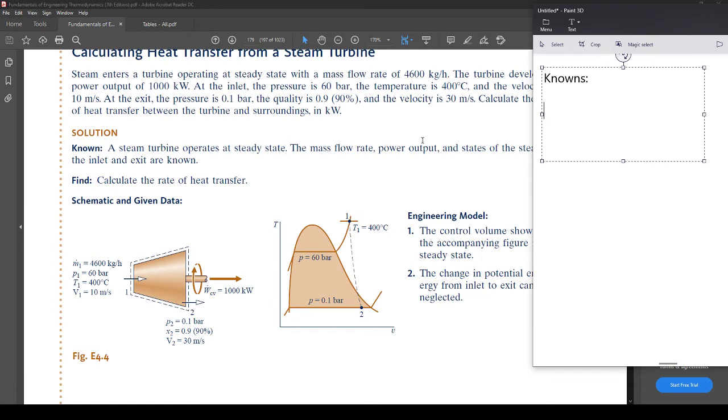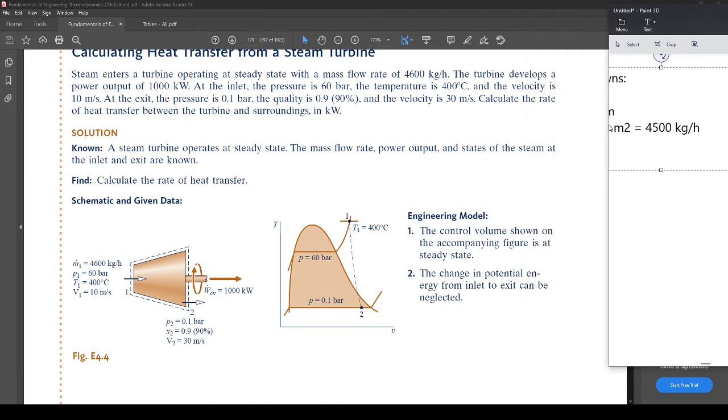It says steam enters a turbine. So obviously we know that it is steam, right? Which is water vapor. Operating at steady state with a mass flow rate of 4,600 kilograms per hour. So a steady state, so that means M1 is equal to M2, right? And we also know that M1 is equal, well, I'll just go ahead and write that on the same line, not to be annoying, is 4,600 kilograms per hour. Now, you guys would be smart to turn this into kilograms per second. And the reason is because it asks which, we'll get to that in a minute, actually. Never mind. We're going to stay straight in line here.